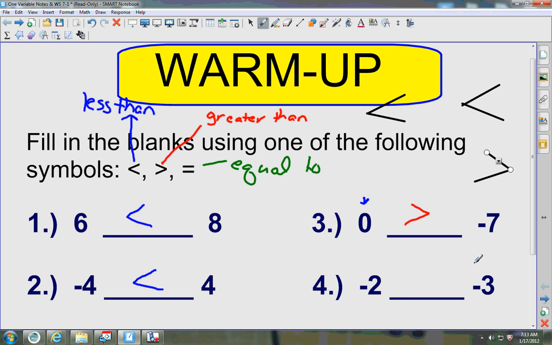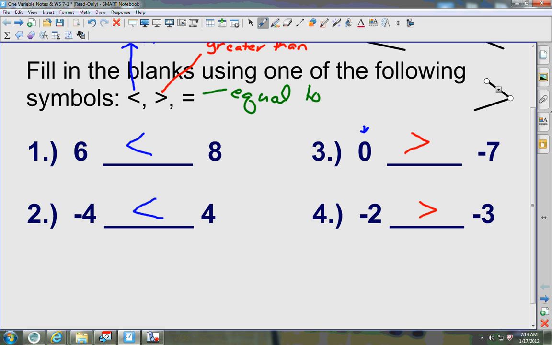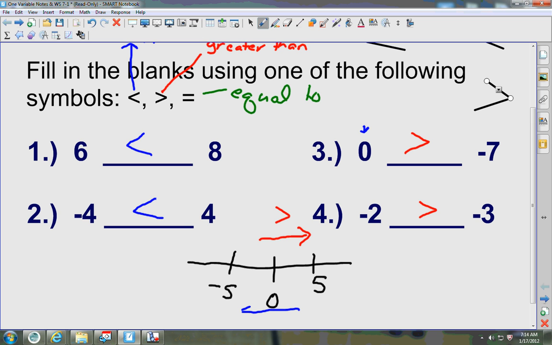Looking at these two numbers right here, negative 2 and negative 3. Which number is larger? It's going to be negative 2, so it should be greater than. A lot of people still struggle with that, and if you think about it on a number line, I have a 0 right here, and then say that's a positive 5 and over here is a negative 5. Anytime you're going towards the right, you're getting bigger. The numbers are getting larger. Anytime I'm going towards the left, I'm getting smaller, which is less than.